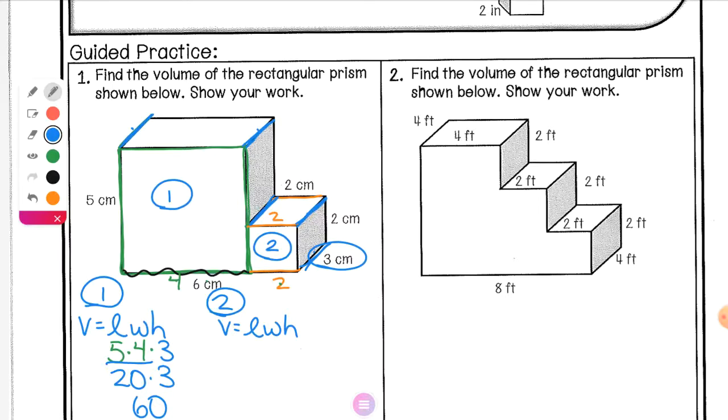Am I done? No. You have to do the other one. So now I have to do this one. Length, width, and height. This one's a little more obvious. Length, width, height. 2 times 3 times 2. 6 times 2 is 12. Does it matter what order you put it in? Nope. Because it would depend on which side you're looking at as your base shape. So then we just add 60 plus 12, 72, label, centimeters cubed.